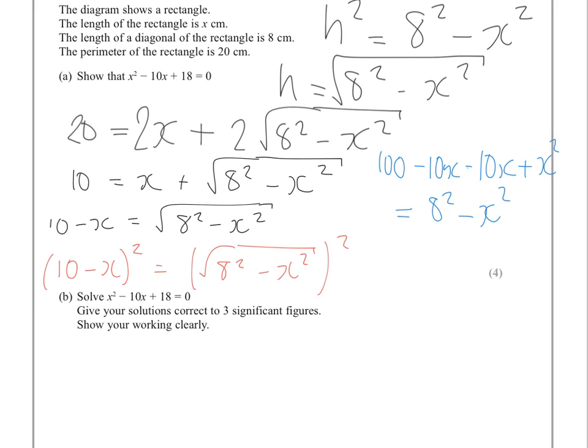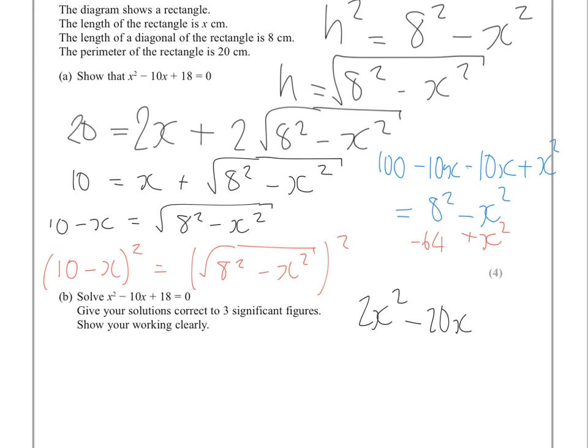Bringing everything onto the left hand side. So I've got, let's think in terms of the x squareds first, plus x squared. Now to get rid of this minus x squared, I'm going to add on another x squared to both sides, which gives me 2x squared minus 10x minus 10x, so minus 20x. And then I've got 100. I'm going to get rid of the 8 squared, so taking off 64, 8 times 8 is 64.